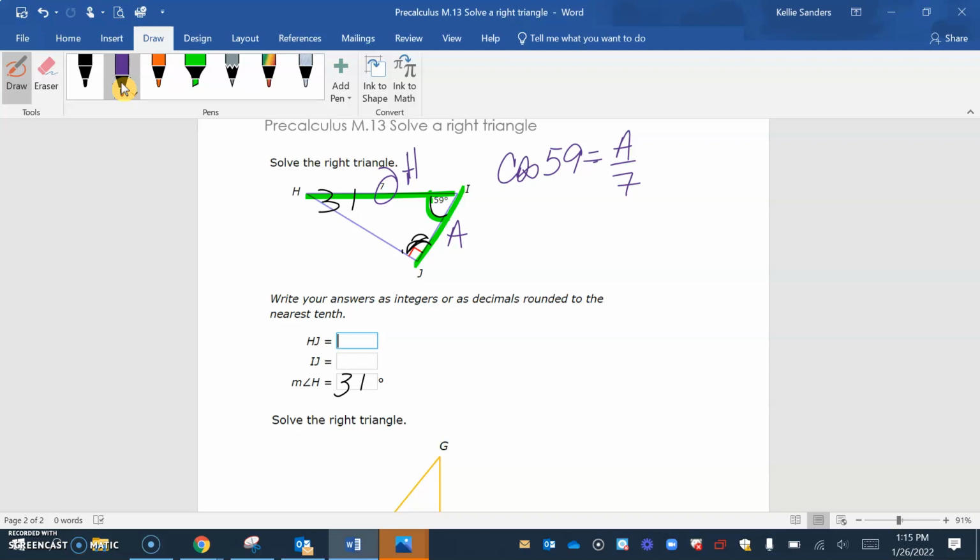And if we know that we're going to have to use the calculator, you do not want to use the trig functions until the very, very end. And so if I put this over 1, we get A equals 7 cosine 59. Now you're going to get a calculator and do 7 cosine 59 and get 3.6 because we're rounding to the nearest tenth. And that is IJ.